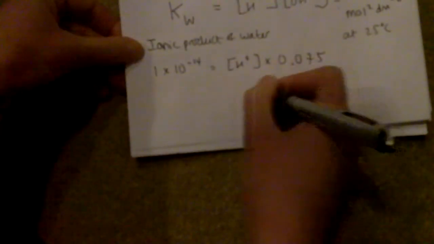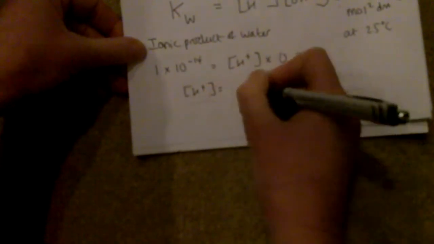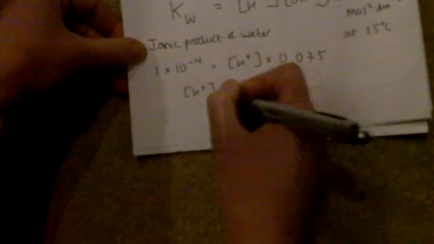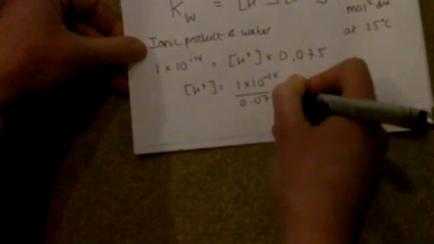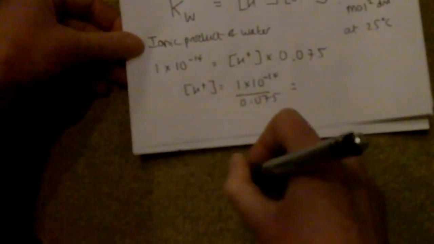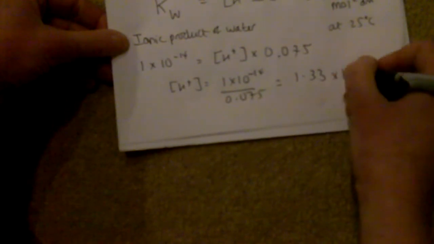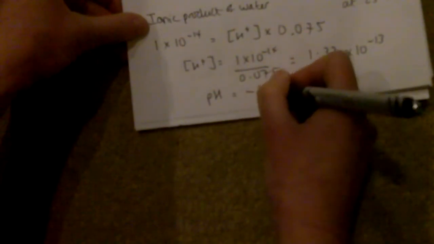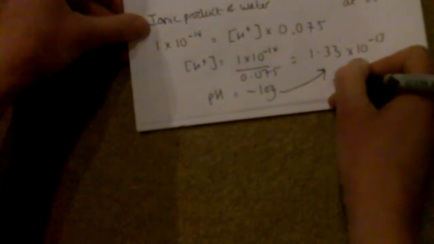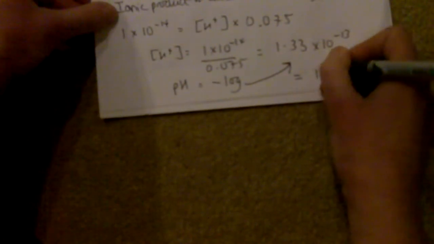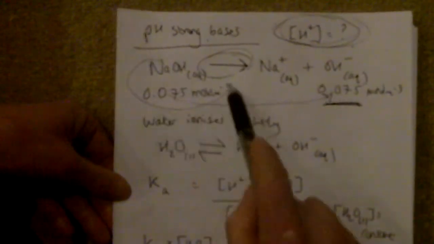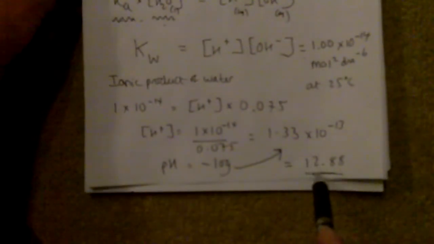Rearrange that to give us H plus equals 1 times 10 to the minus 14 divided by 0.075, which gives a H plus concentration of 1.33 times 10 to the minus 13. Then work out the pH. You just go minus log to base 10 of that, and that equals 12.88. So the pH of a sodium hydroxide solution of that concentration will come out as 12.88.